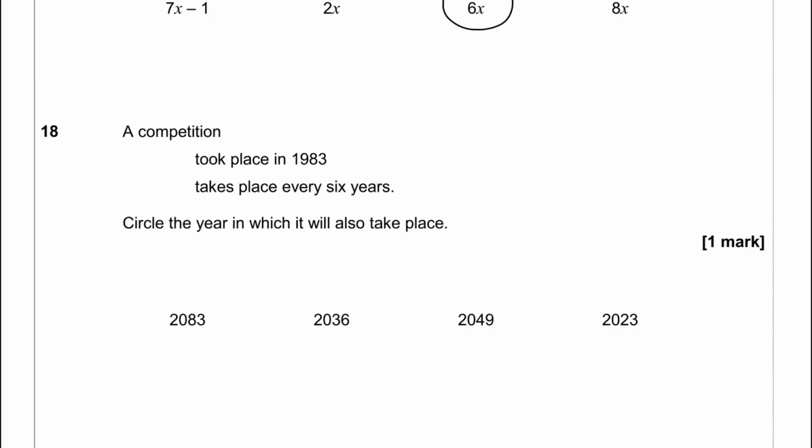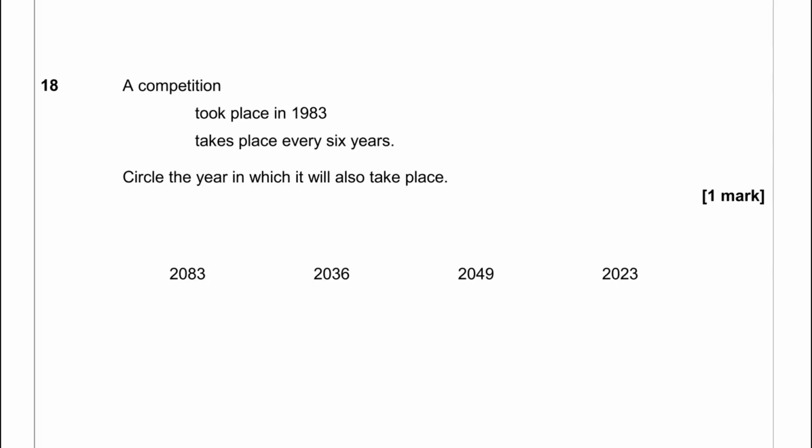Let's go straight to 18. The computation took place in 1983. It takes place every 6 years. Circle the year in which it will also take place. Well, it's just when you add 6 and 6 and 6 again. The problem is the number will be so big.